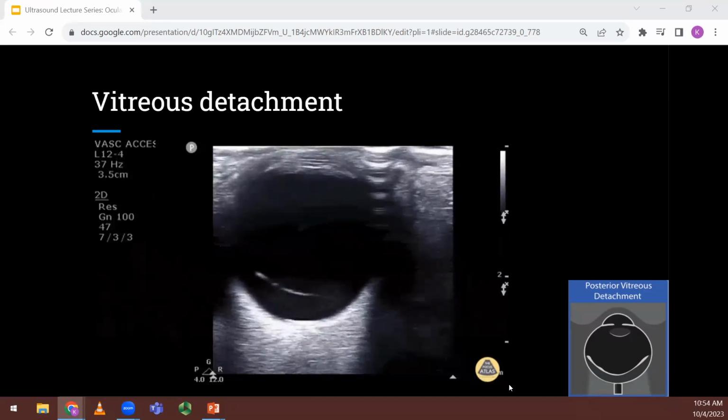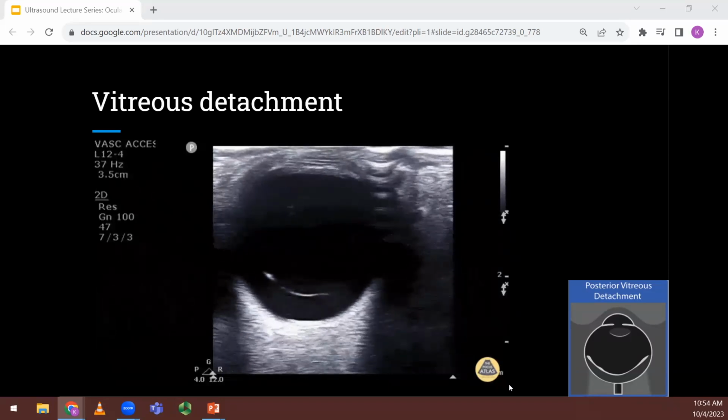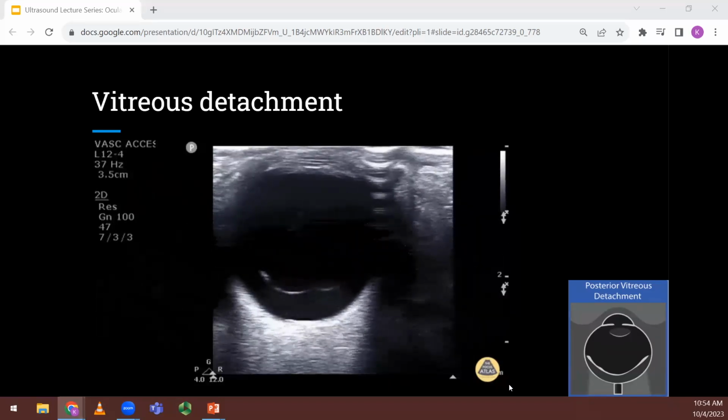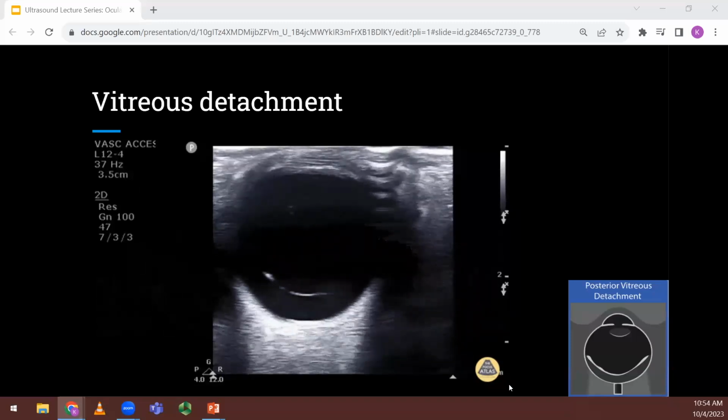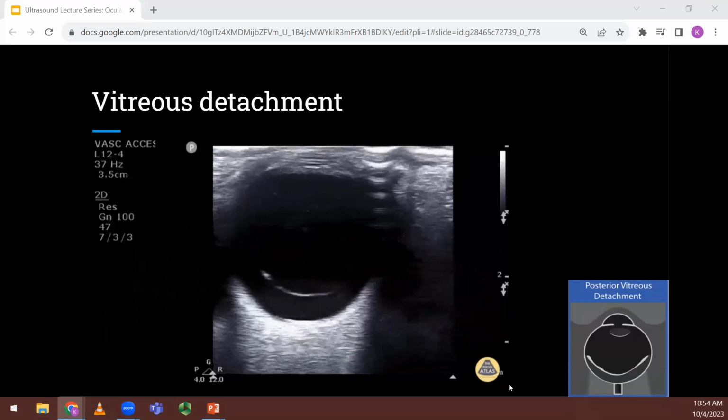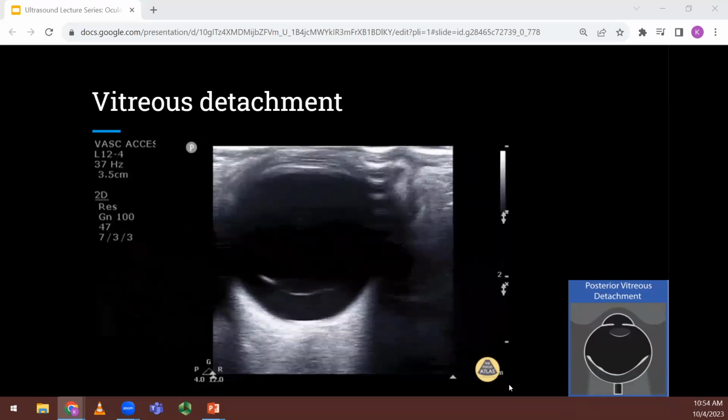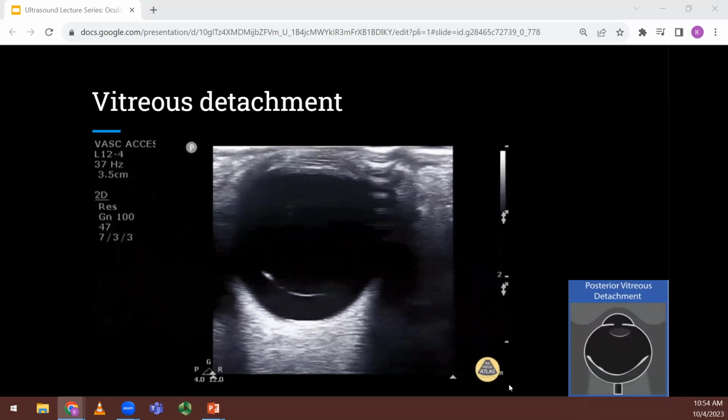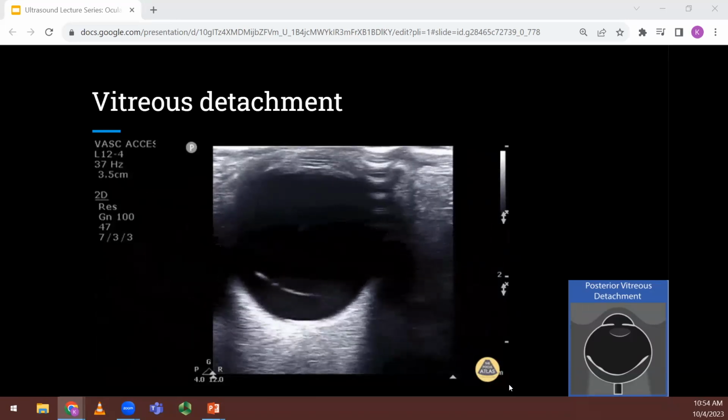The ultrasound is not very good in terms of sensitivity for this. It's only 40%, but it's pretty specific. It's 96% specific. Having said that, if you don't see anything in your ultrasound and somebody's presenting with floaters, you probably need to do a fundoscopy and call ophthalmology, not necessarily for being concerned about vitreous detachment, but more about retinal detachment.